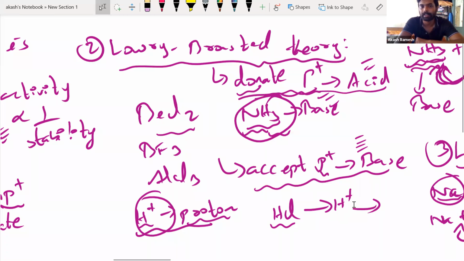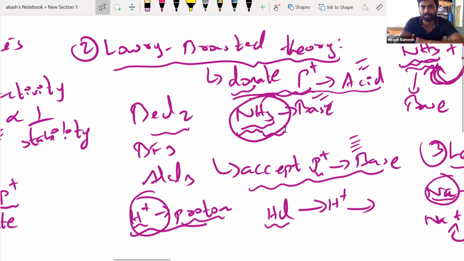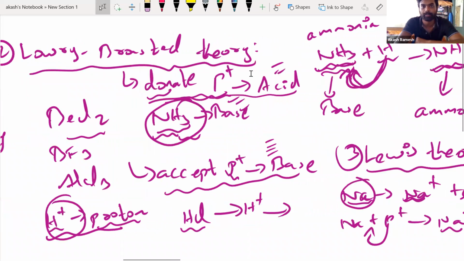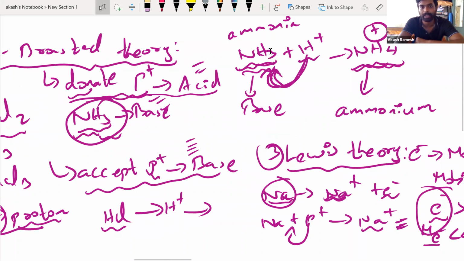Obviously, anything which gives me a proton, donating a proton, is an acid. Now, which is able to accept a proton, accepting H plus, is a base. See, NH3, ammonia, is a base, which accepts H plus to form NH4 plus. The name of the ion is an ammonium ion. Since this accepts H plus, this is going to be a Lowry-Bronsted base.